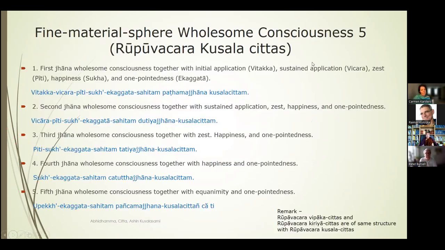Okay, so this is the 15 five material sphere consciousness. What are they? The first group is the five material sphere wholesome consciousness, rupavacara kusala cetasika. There are five wholesome consciousness here. Before we talk about that, these 15 are jhana cetasika. Jhana means meditative absorption, which is very difficult to translate. But after you have learned this, you will understand.